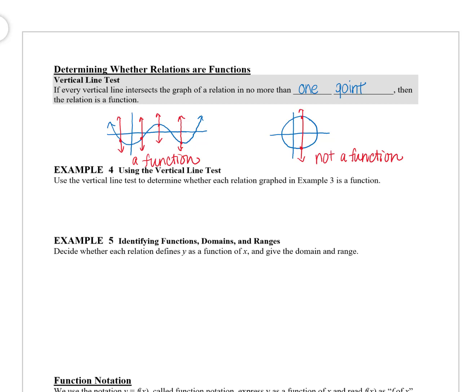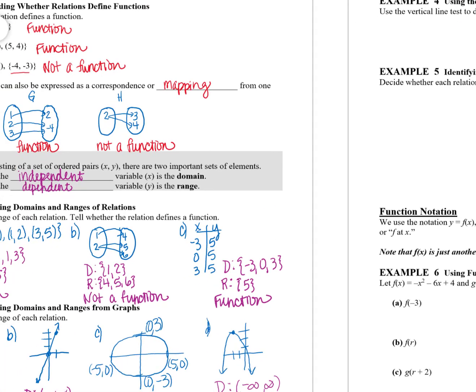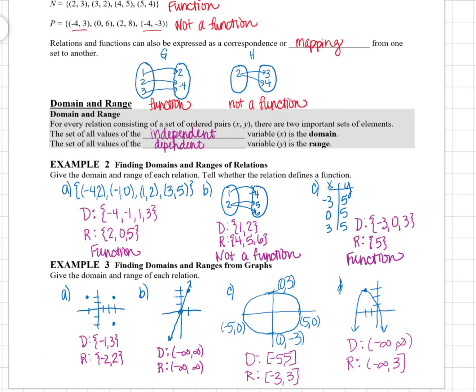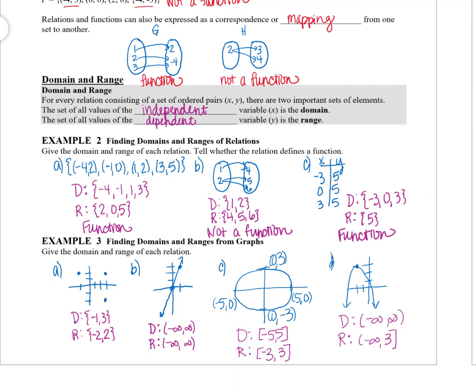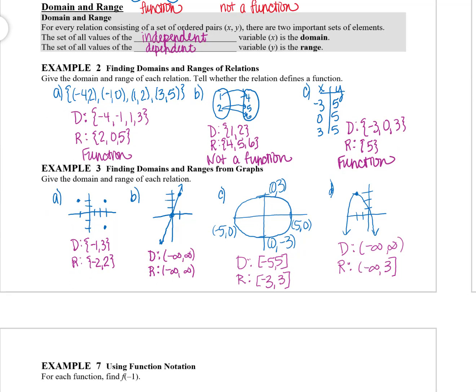Example 4. Now we want to use the vertical line test to determine whether the relations graphed in example 3 are functions or not. So let's go to example 3. The first one, example 3a, if we draw a vertical line through these 2 points, do you see how it passes through the relation in more than one point? So this is not a function. I'll go ahead and just write that here, and then you can write it on the next page yourselves.